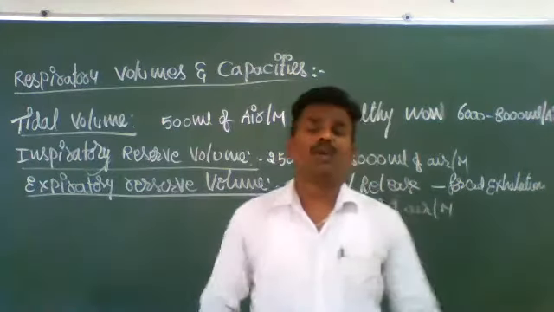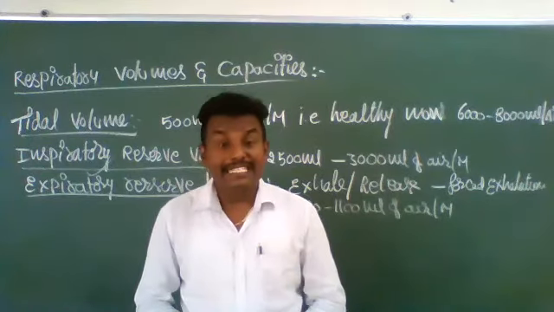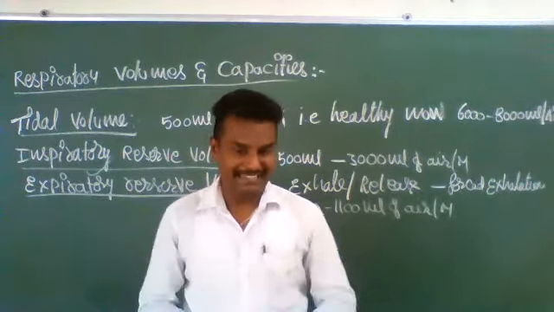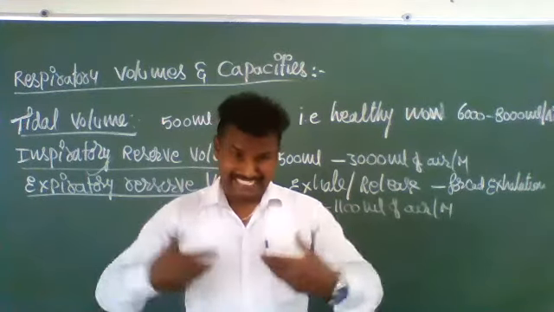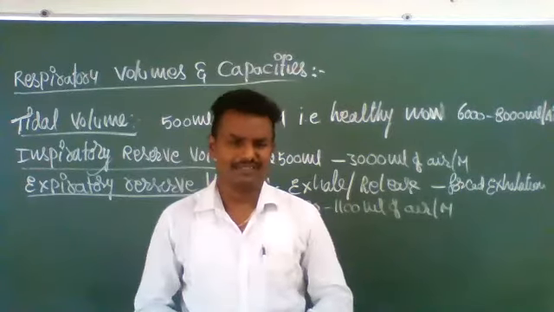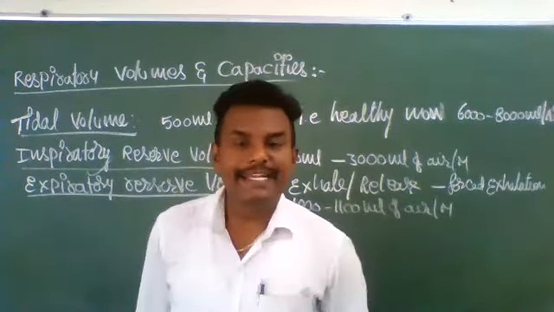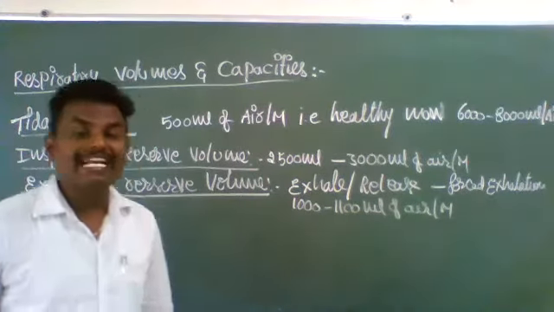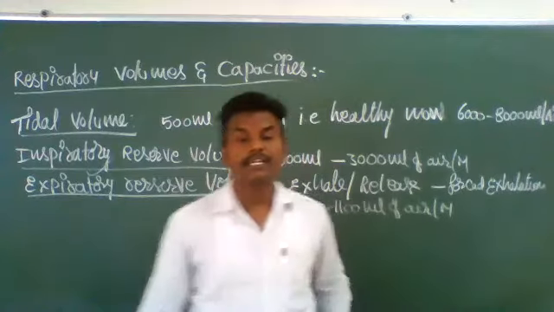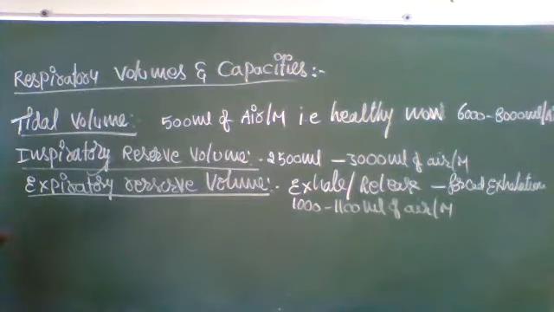The maximum volume of air a person can release, exhale during forced exhalation, in addition to the tidal volume, is called expiratory reserve volume. It is approximately 1,000 ml to 1,100 ml of air.